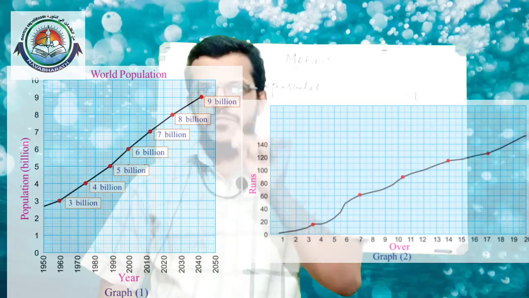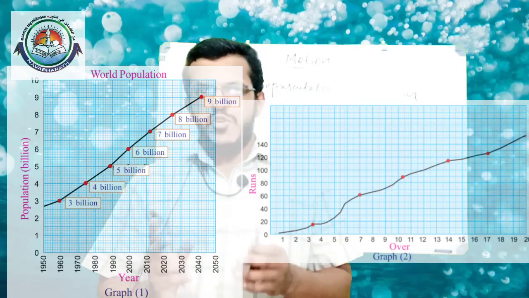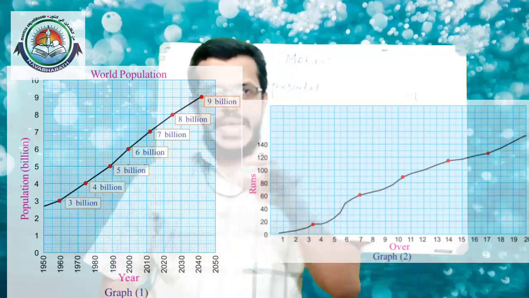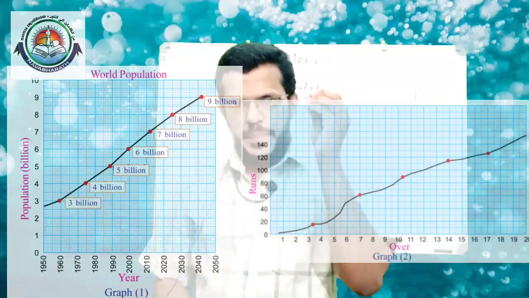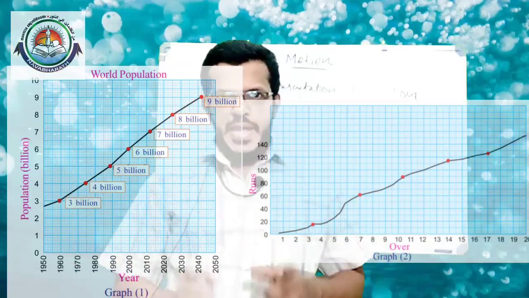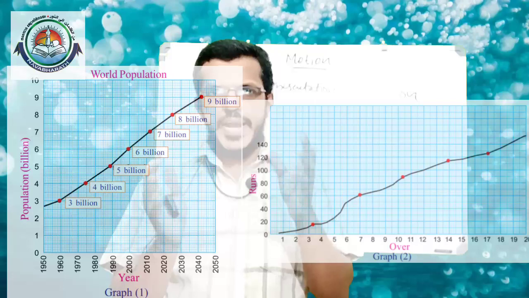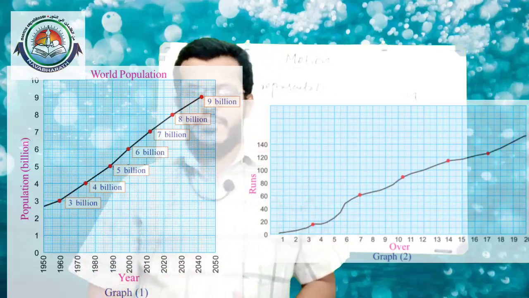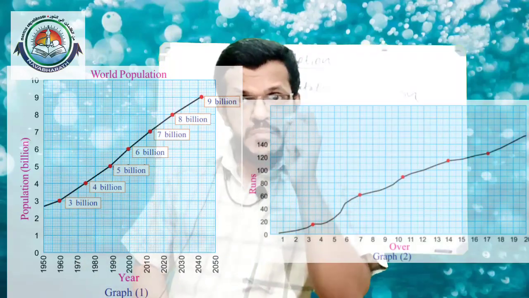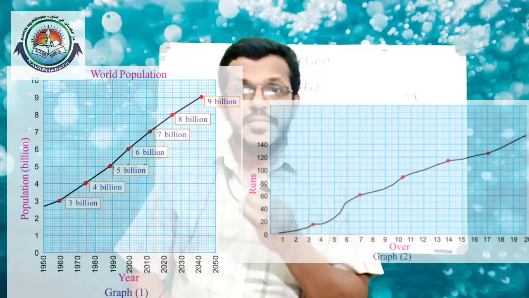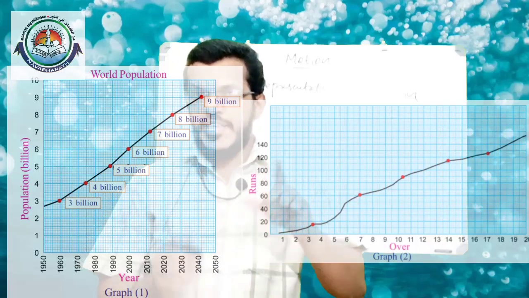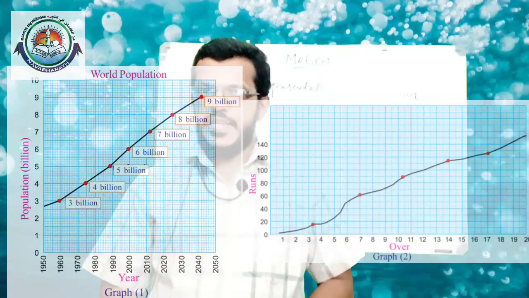If you observe the first graph, there are two quantities. One is population and the other is year. In the x-axis, year is depicted, and in the y-axis, population is depicted. This graph shows the relation between year and population, the growth of population in each year. And graph 2 shows how many runs the team scored in each over. That is the relation between runs and over.